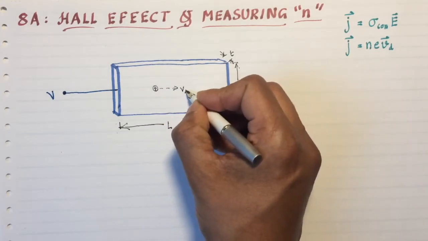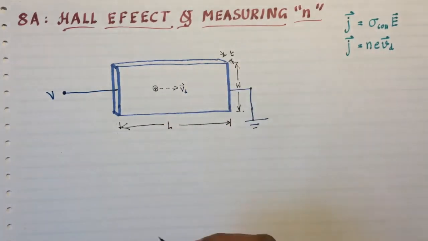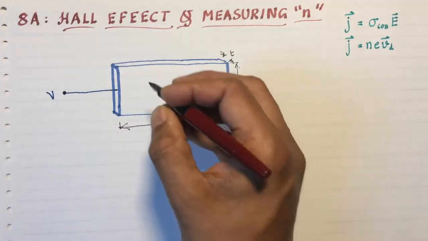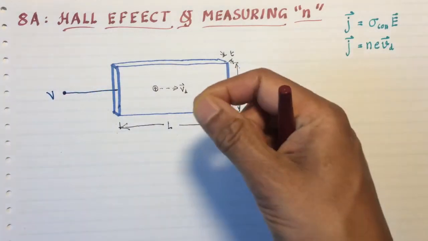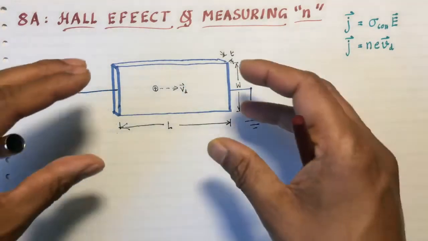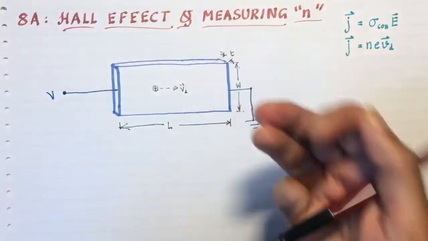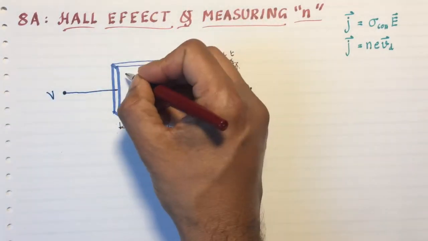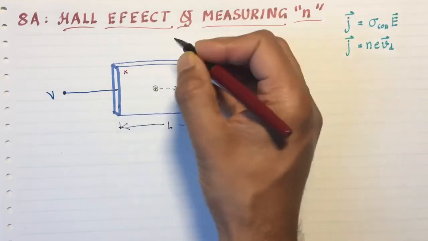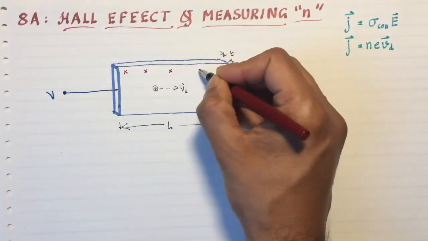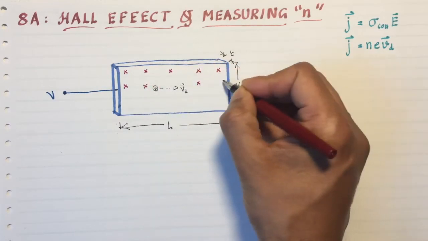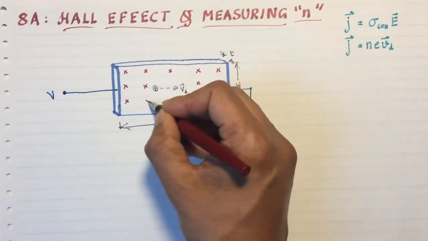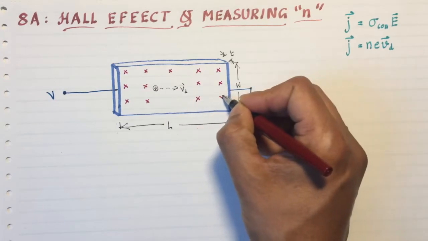Now we can apply a magnetic field to this sample. Usually the sample is not that big, it's actually a very small sample, about the size of your fingernail. And so you apply a very strong magnet on either side of it. Let's assume that the magnetic field points into the page. Okay, so what's going to happen?